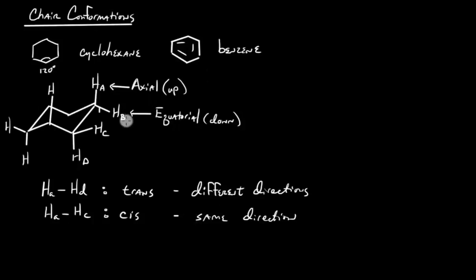If we wanted to, we could then say the relationship of HB to HC and HB to HD. Since HB is equatorial down, and HD is also down, HB to HD would be a cis orientation. And then HB to HC would be down and then up, so this would be a trans orientation.